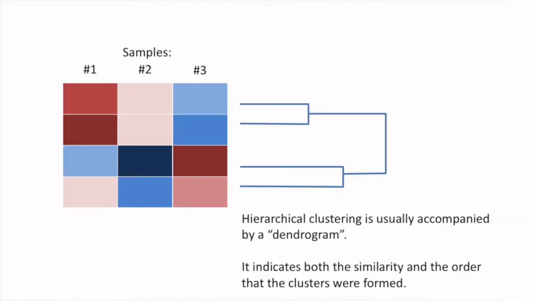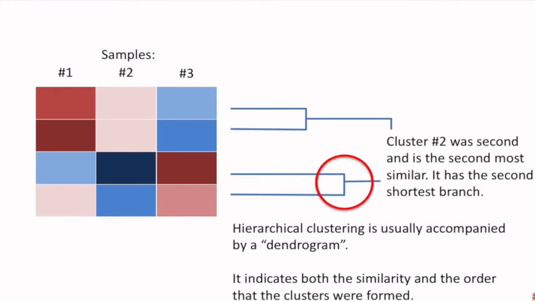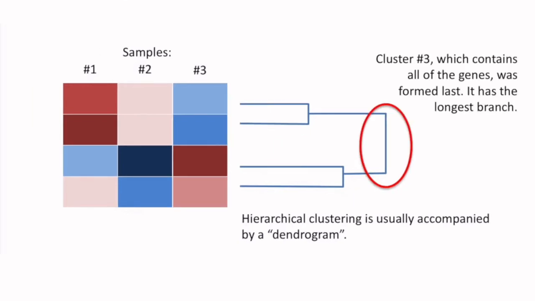Hierarchical clustering is usually accompanied by a dendrogram. It indicates both the similarity and the order that the clusters were formed. Cluster number 1 was formed first and is the most similar, so it has the shortest branch. Then cluster number 2 was second and is the second most similar, so it has the second shortest branch. And then cluster number 3, which contains all the genes, was formed last and it has the longest branch.